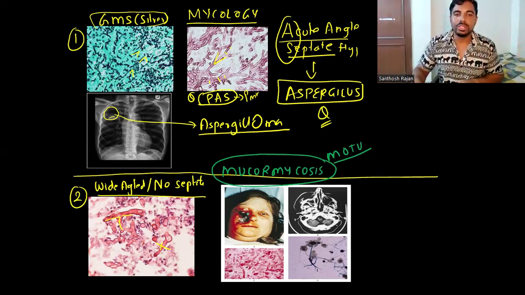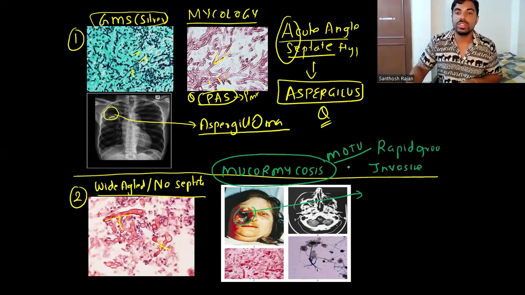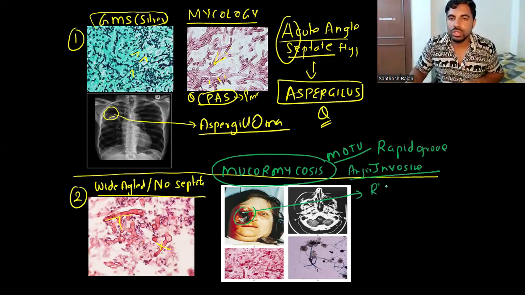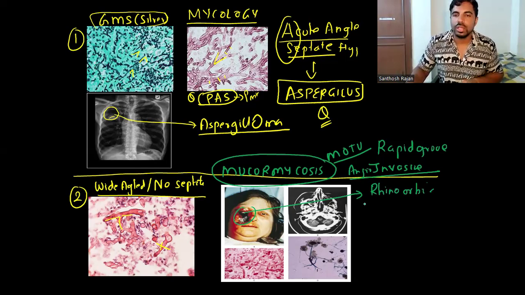Okay, look at this picture. This is very important because what is the disease? It's very invasive, super invasive, fast and super invasive. It's also called rapid growers. Angioinvasive means it affects the vessels very far. That's what happened in COVID. You saw so many people were getting black face and they died also. So this is the one which causes rhino-orbital-cerebral mycosis.